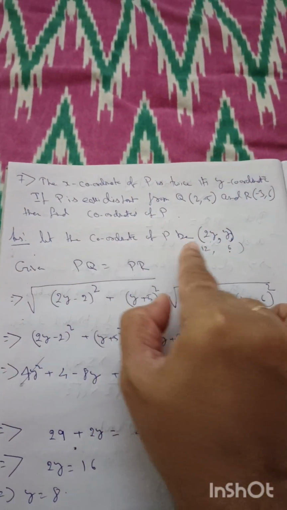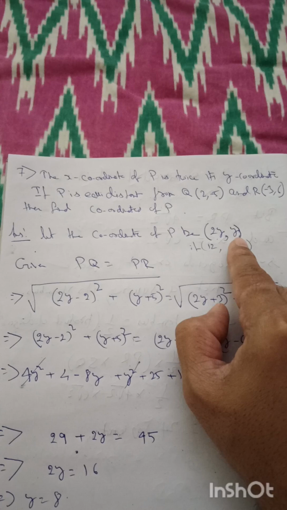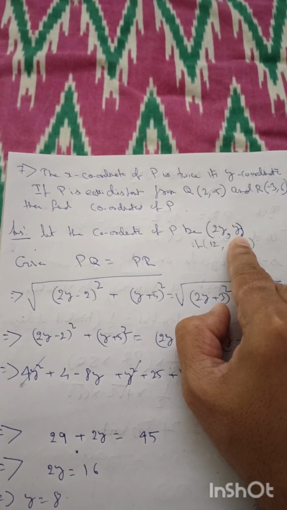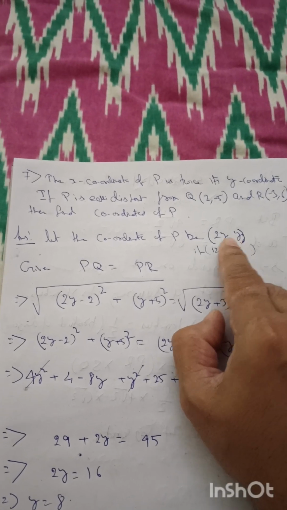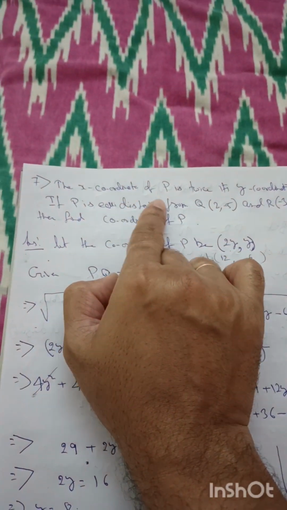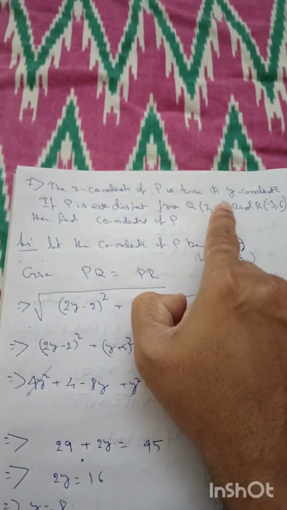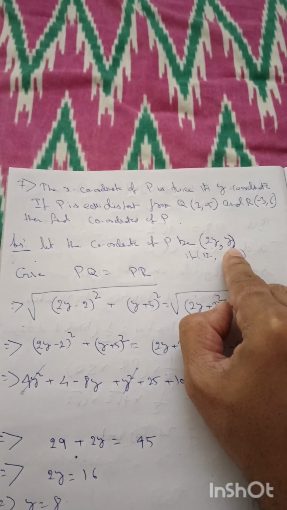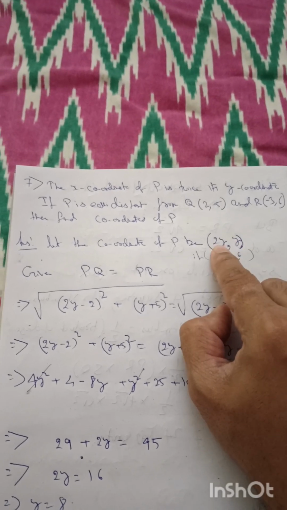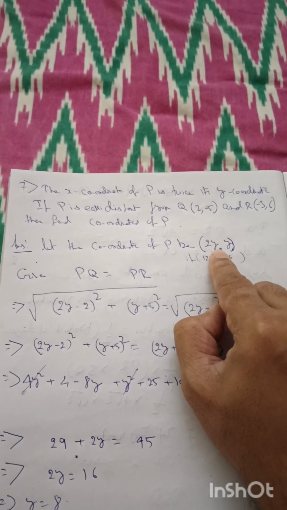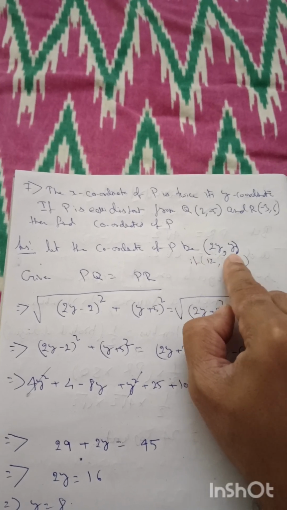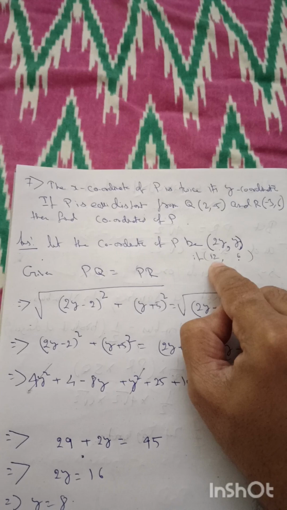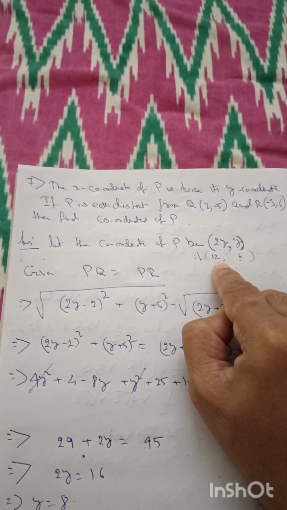let the coordinates of P be 2y and y. Why are we taking the coordinates of P like this? Because in the sum it is given that the x coordinate of P is twice its y coordinate. So we assume that the y coordinate of P is y, so the x coordinate is 2y. If the y coordinate is 6, then the x coordinate will be 12.